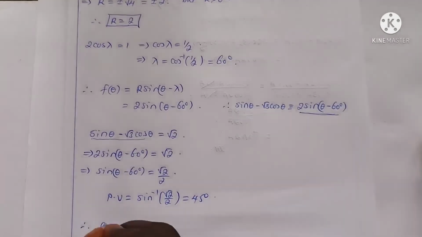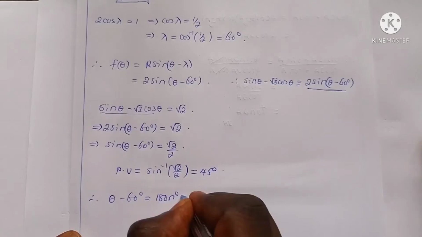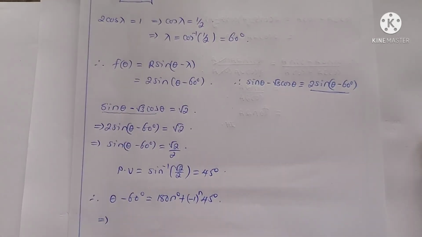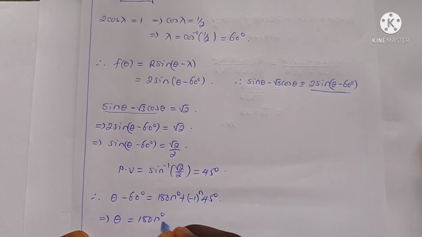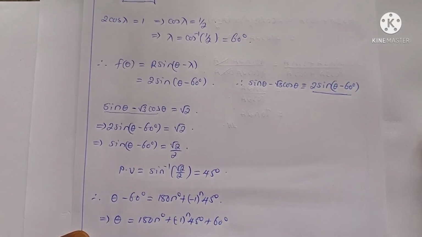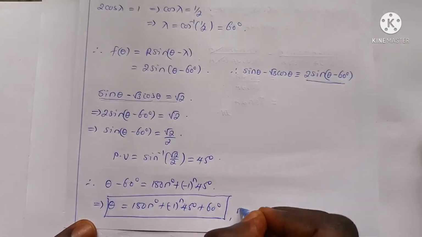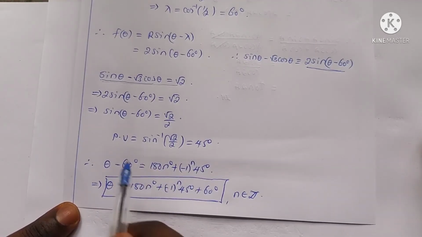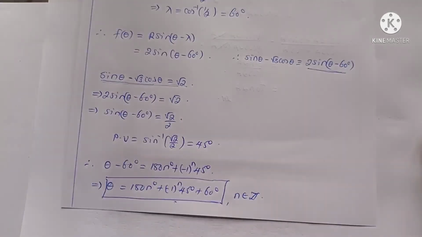Therefore, theta minus 60 degrees is equal to 180 n degrees plus negative 1 raised to the power n times the principal value, which is 45 degrees. If you add 60 degrees on both sides, we have theta equal to 180 n degrees plus negative 1 raised to the power n times 45 degrees plus 60 degrees. This is the general solution of this equation, and n is an integer. So for any integer n, we obtain an angle which must satisfy this equation. That is why we call this the general solution of this equation.